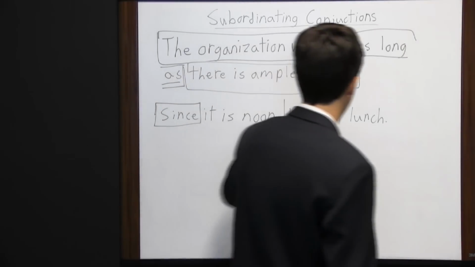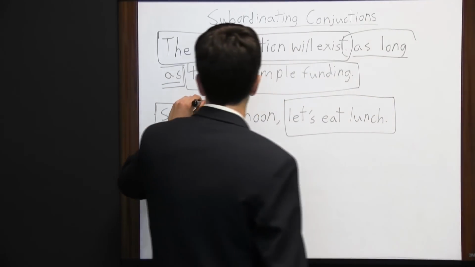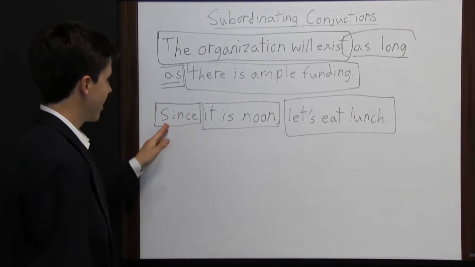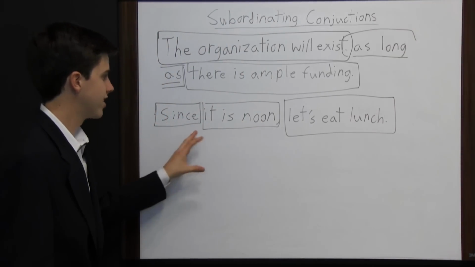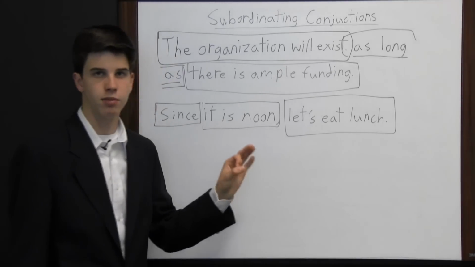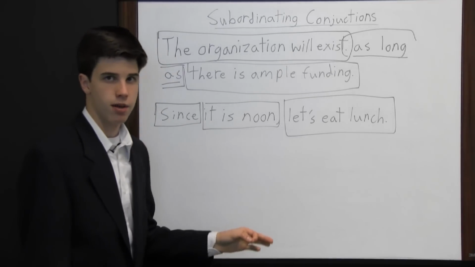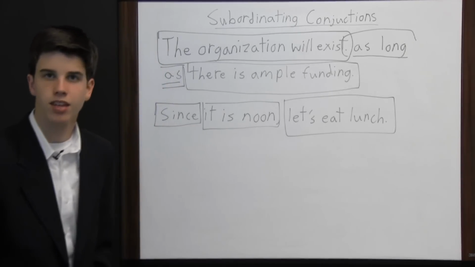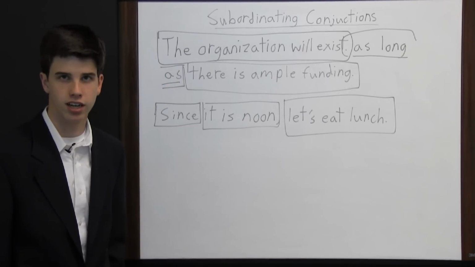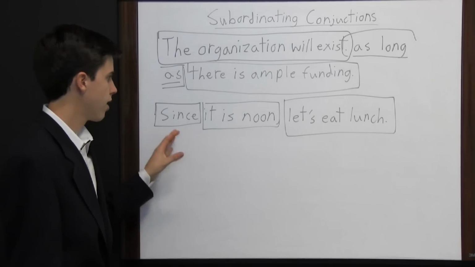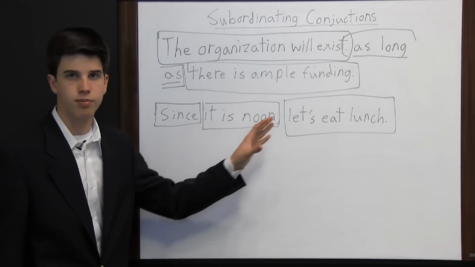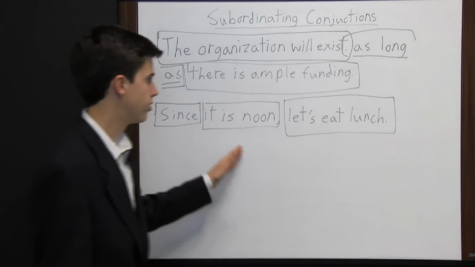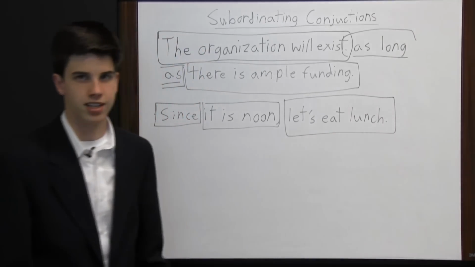Now again, let's eat lunch could be a sentence by itself, and it is noon could be a sentence by itself. But when we add since to it is noon, it makes this part of the sentence dependent on some other words to complete the sentence. Because if we just said, since it is noon, that wouldn't make any sense. That would be a fragment because it's incomplete. So a subordinating conjunction makes the rest of the sentence dependent on something else to complete it. That way, since it is noon, let's eat lunch makes sense.